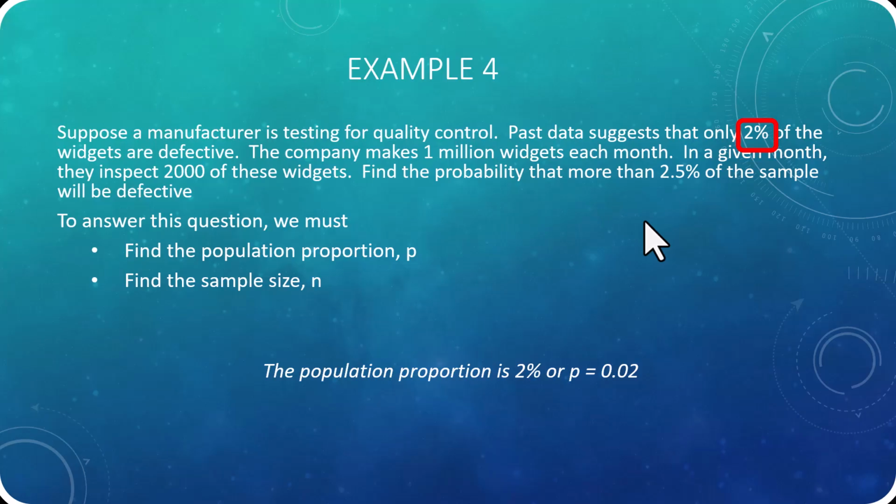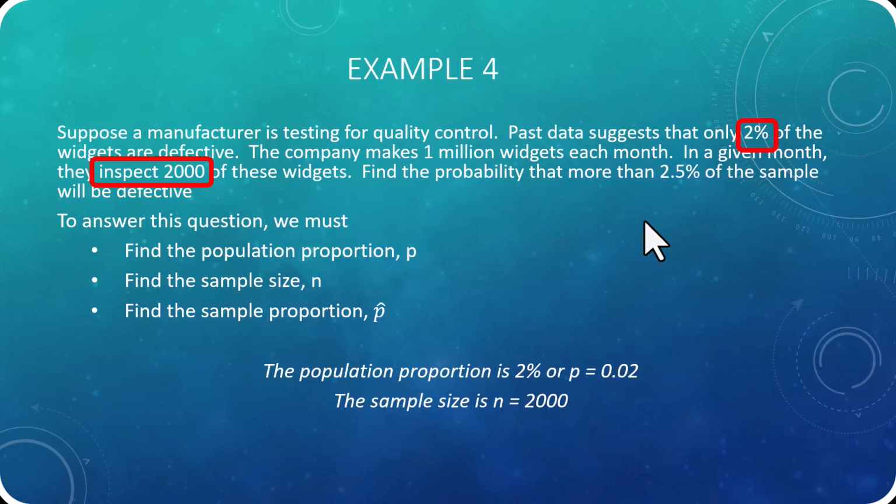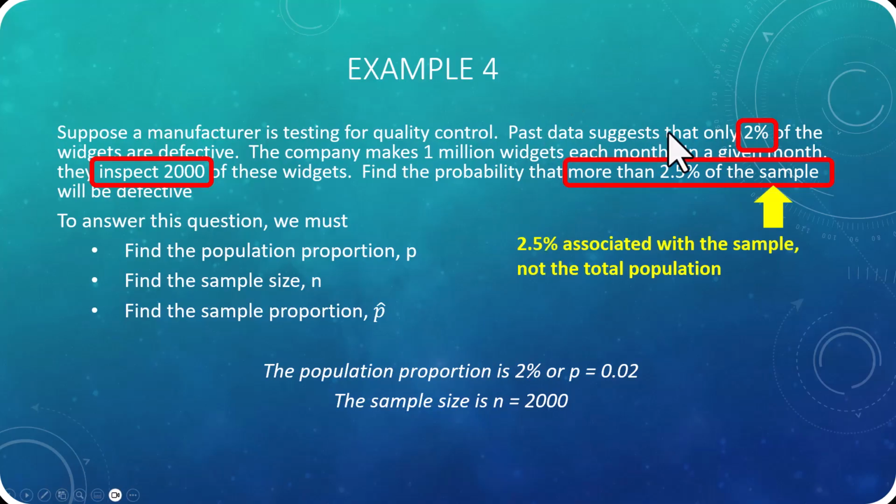Then we need our sample size. The sample size is 2,000. Then we need our sample proportion, p hat, and that is 2.5. Now, the thing that sometimes students get confused between, and very reasonably so, is how do I know which of these 2% is the sample proportion, and how do I know which one is the population, right?